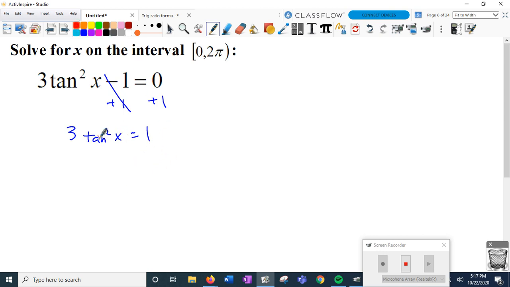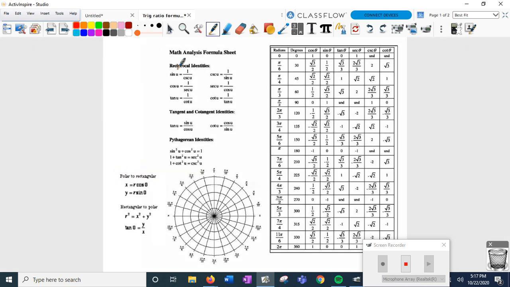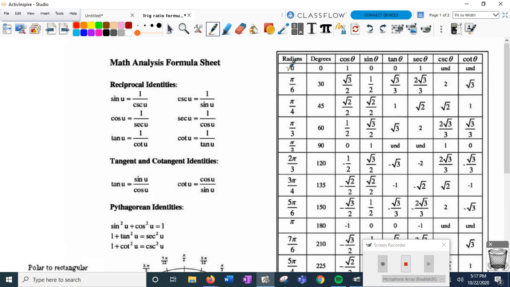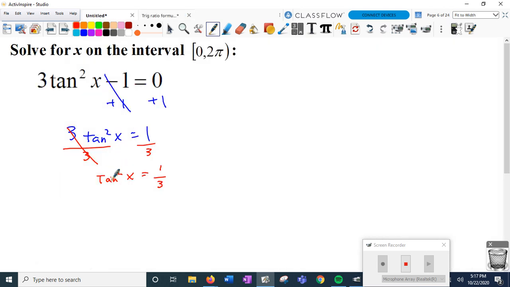Again, we're trying to get to this x. Trying to get to that x means I've got to get rid of everything else. So next I should divide by 3. And so we get tangent squared of x equals 1/3. Remember, tangent squared is not something we can look up. We're going to need our trig formula charts again, our trig ratios, and all of our different values. I have tangent, but I don't have tangent squared. So if I want to just have tangent, I'm going to have to take the square root.